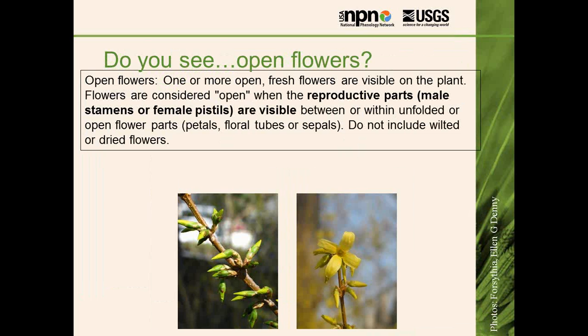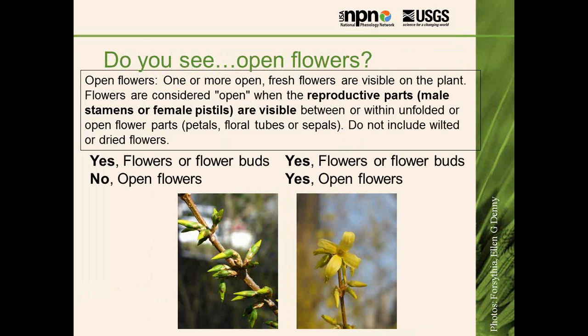For open flowers, this is when one or more open fresh flowers are visible on the plant. They're considered open when the reproductive parts, the male stamens or the female pistils, are visible between or within unfolded or open flower parts. And again, do not include wilted or dried flowers. So for this example, for the first picture, you would report a yes to flowers or flower buds, but a no to open flowers. And for the second picture, you would report a yes for both flowers or flower buds and open flowers, keeping in mind that flowers or flower buds is one of those overlapping phenophases that you continue to report.